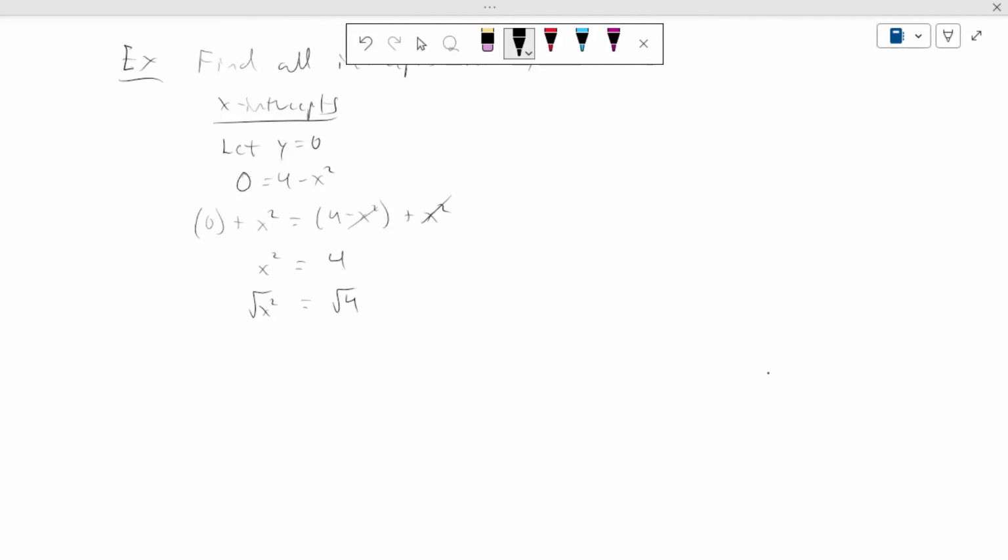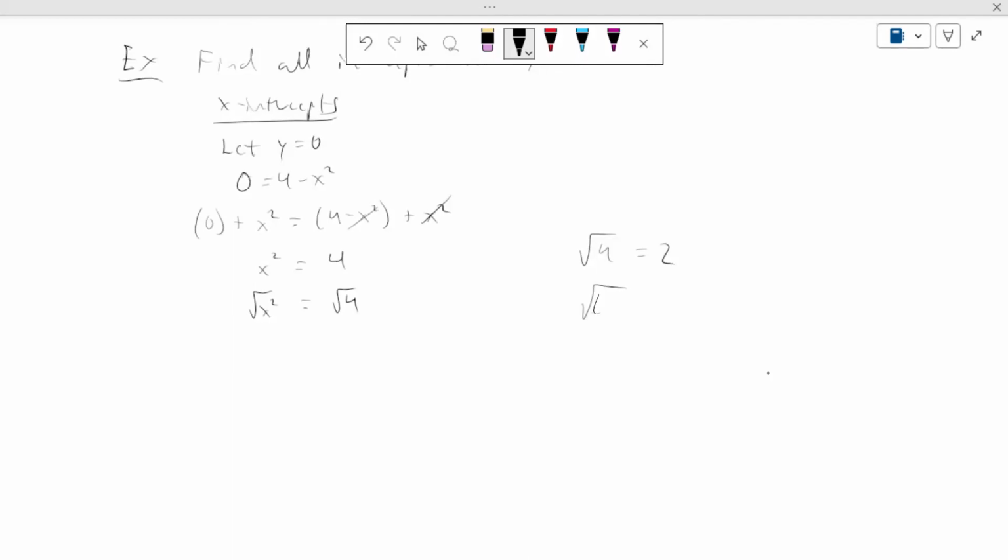All right, you say x. Sometimes it's x. Sometimes it's not x, right? Think about the square root of x squared: it always returns a positive number. For example, if I take the square root of 4, that's always going to give me positive 2. It'll never give me negative 2. It's always positive 2.